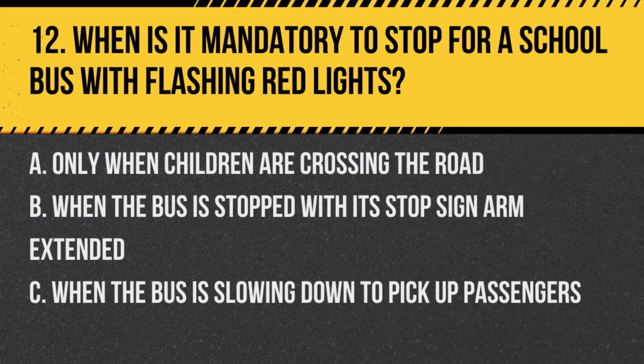Question 12. When is it mandatory to stop for a school bus with flashing red lights? A. Only when children are crossing the road. B. When the bus is stopped with its stop sign arm extended. C. When the bus is slowing down to pick up passengers. Answer. B. When the bus is stopped with its stop sign arm extended.